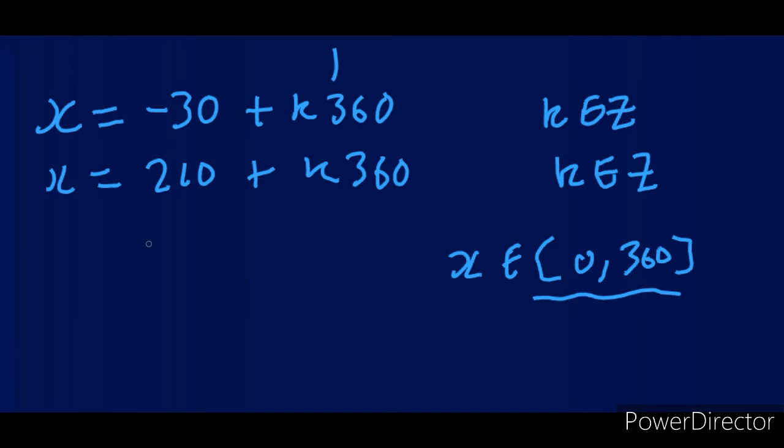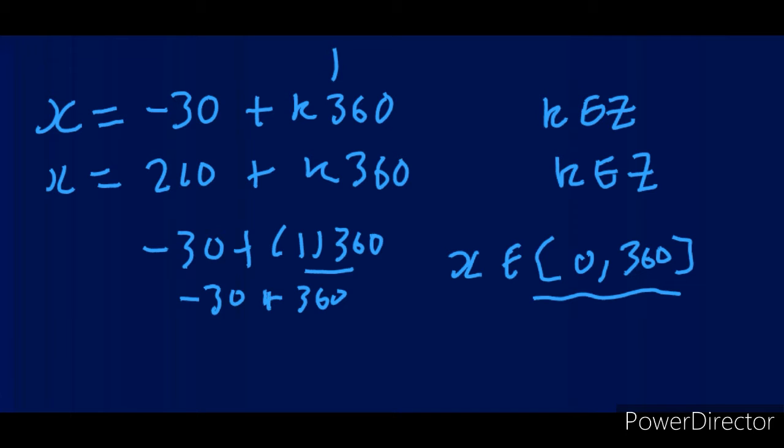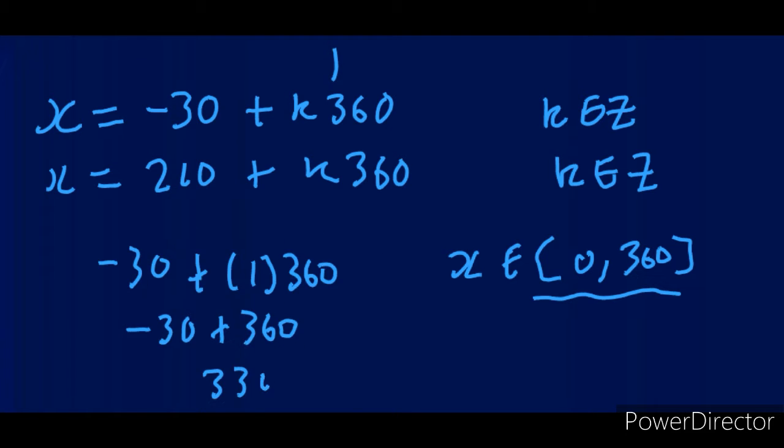So what about 1? If we substitute 1, we're going to have negative 30 plus 1 times 360. And this part, 1 times 360, is just 360. So we're going to have negative 30 plus 360, and negative 30 plus 360 is 330. And 330 is within the restriction because it's greater than 0 and it's lower than 360. So in this case, it's between 0 and 360, so it works. We are allowed to write down 330.